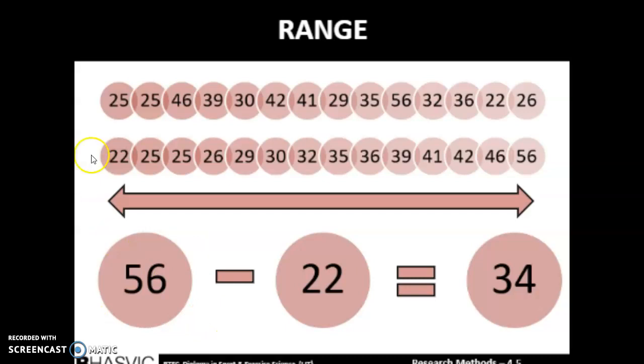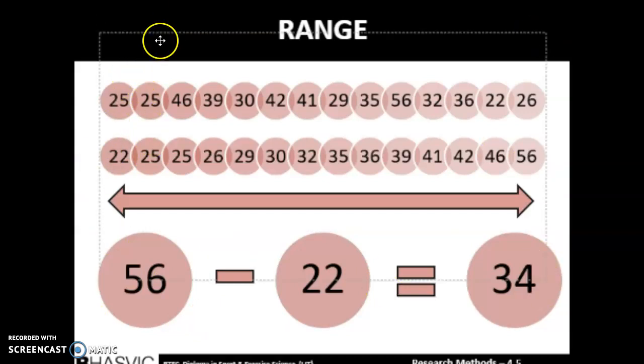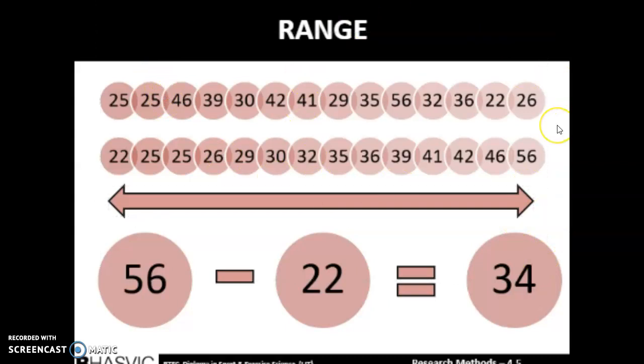Like I said before, range is useful to show how large the data set is and where the values are between. However, it doesn't show where the majority of the data is. So here we've got 22, 25, 25, 26, 29. So that's 4 values before we even get to 30, yet the range goes all the way up to 56. However, 56 is the only value above 50, as the next highest value is 46. But the range wouldn't show you this, it would just show that 34 is the range.